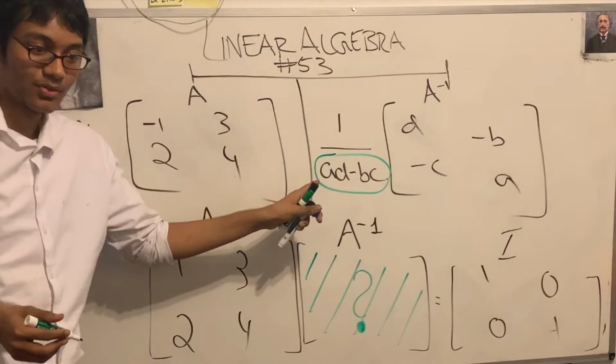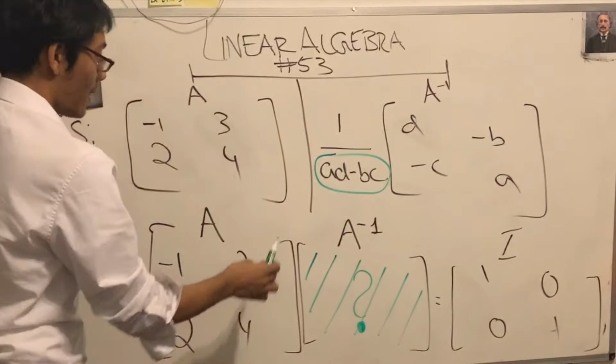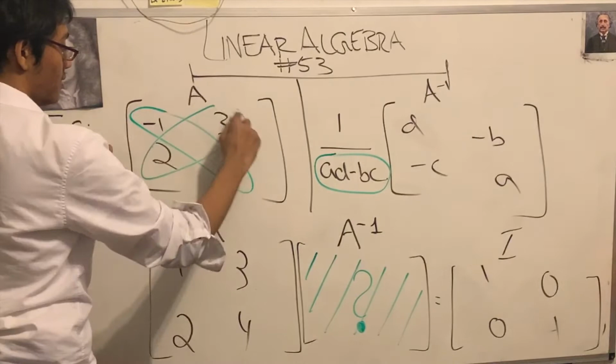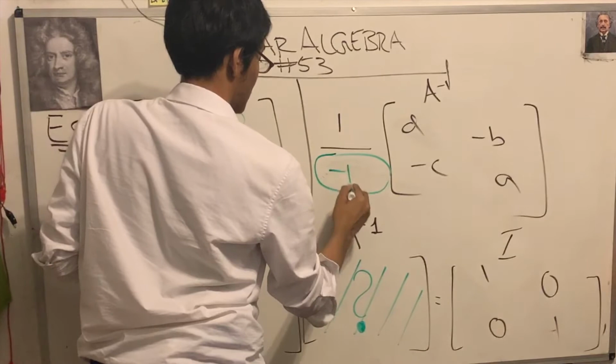Calculate what this is. What is AD minus BC? AD is minus 4. Minus 4, minus 6, which is minus 10. Minus 10. So okay, now let's plug in. What is D? D would be 4.